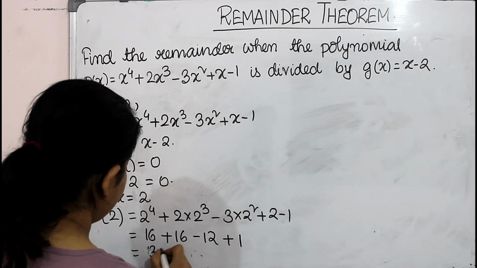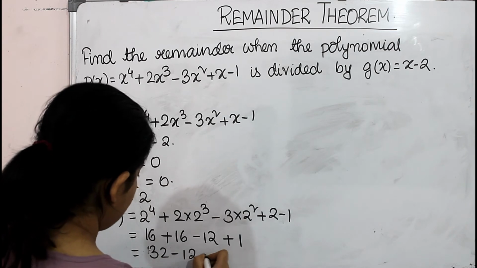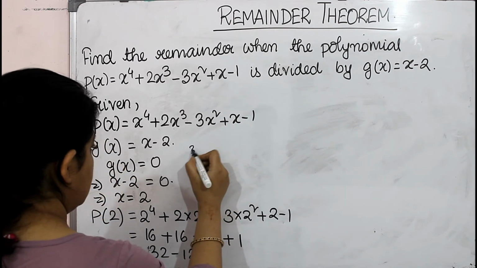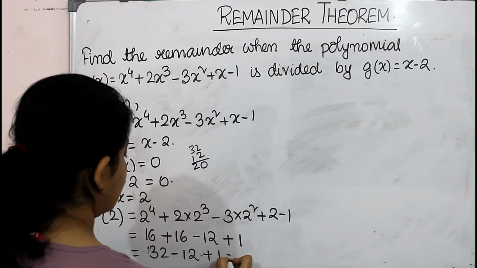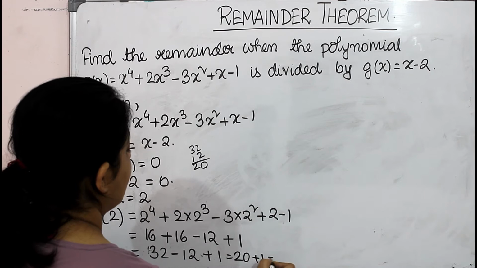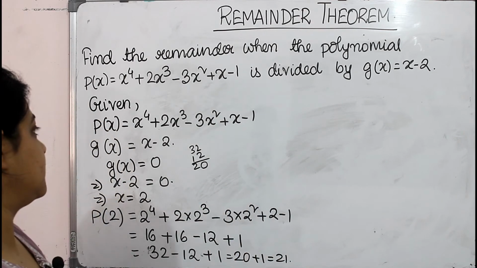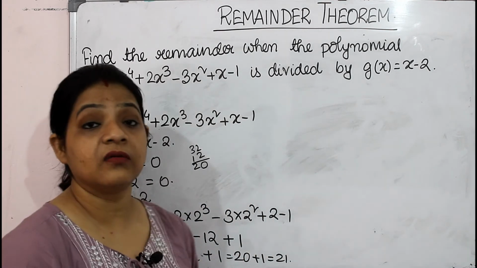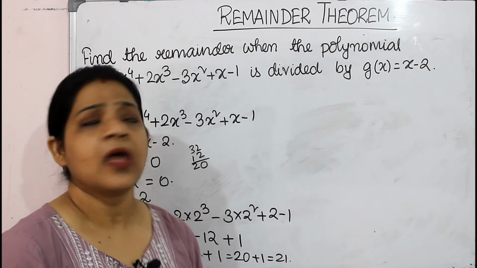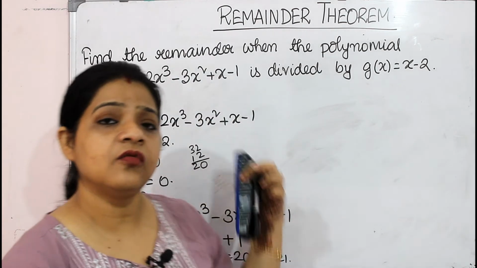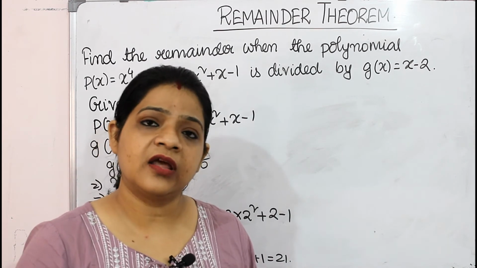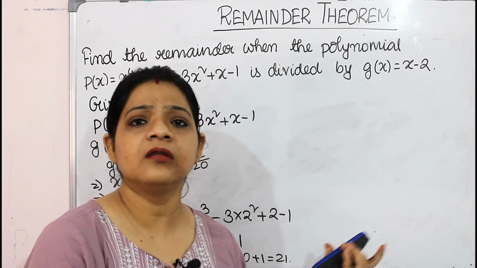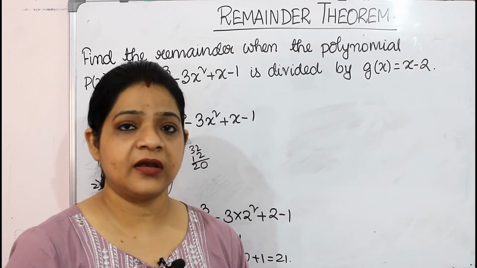So 32 minus 12 plus 1. So 32 minus 12 is 20, 20 plus 1 is 21, which is the answer for this. So the remainder is 21 according to the remainder theorem. Now you have found the remainder using the theorem without actually performing the division, without actually finding the quotient. You have found the remainder from this.